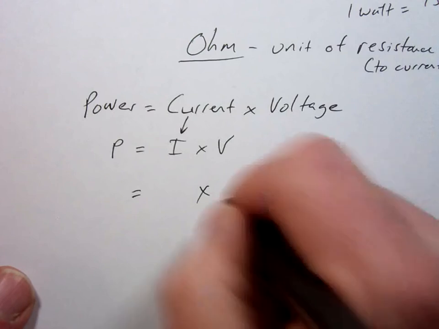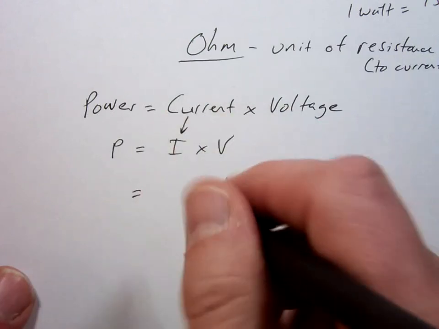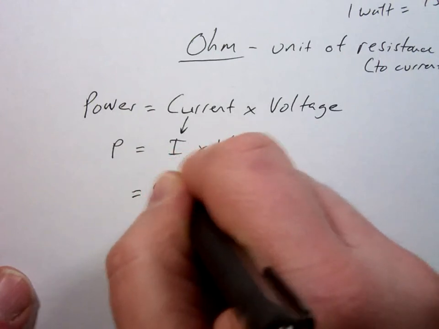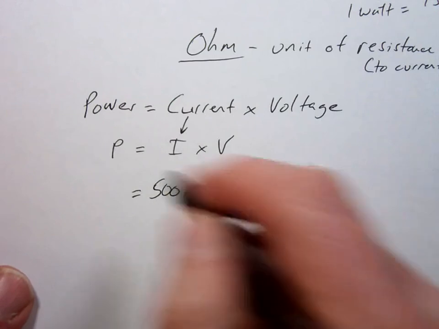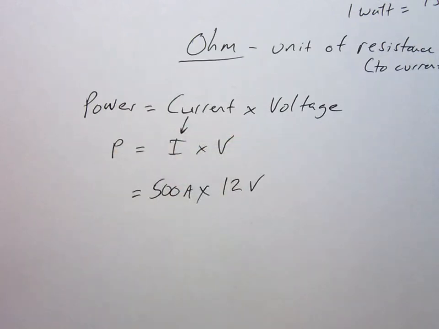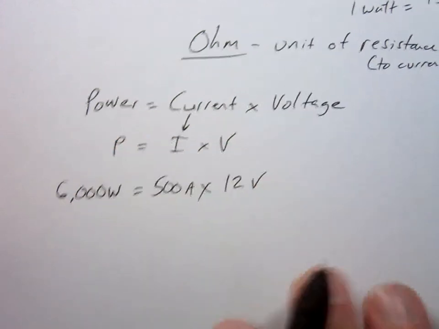Okay, you ready? A typical car battery will have about 500 amps. So multiply this times this, and you end up with 6,000 watts of power that is supplied like that.